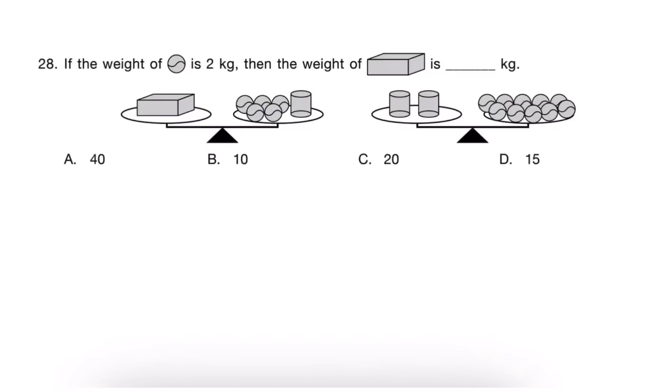Question 28. If the weight of one ball is 2 kg, then the weight of one cuboid is dash kg. There are 10 balls. Weight of one ball is 2 kg. Weight of 10 balls will be 10 into 2, 20 kg. If this side is 20 kg, then this side will also be 20 kg. Weight of two cylinders is 20 kg. Weight of one cylinder will be 20 upon 2, 10 kg. So one cylinder is equal to 10 kg.